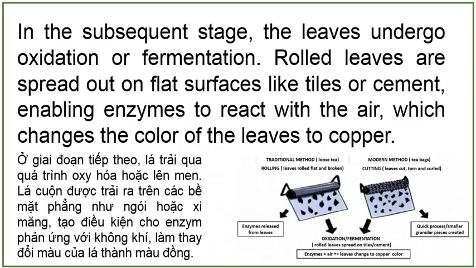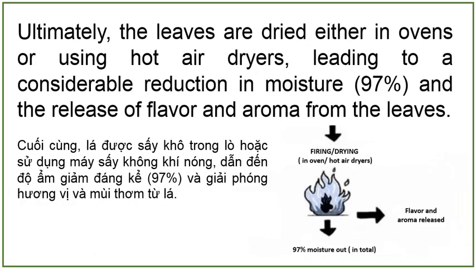In the subsequent stage, the leaves undergo oxidation or fermentation. Rolled leaves are spread out on flat surfaces like tiles or cement, enabling enzymes to react with the air, which changes the color of the leaves to copper. Ultimately, the leaves are dried either in ovens or using hot air dryers, leading to a considerable reduction in moisture, 97%, and the release of flavor and aroma from the leaves.